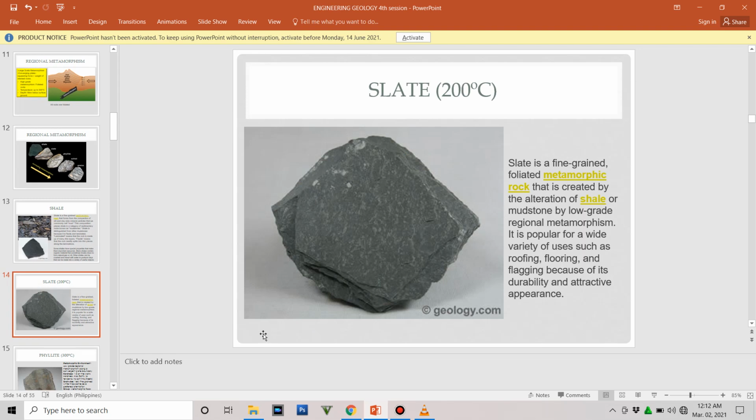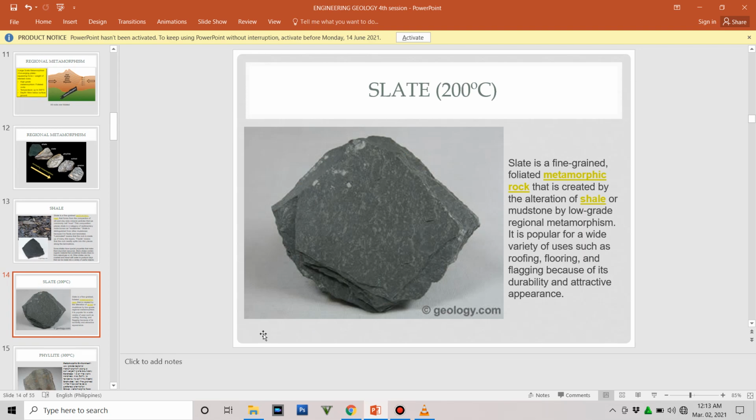And then, from a deeper layer, wherein we have a temperature of around 200 degrees Celsius, we have the slate. Okay? So, we can see slate are more rounded compared to the shale. Medyo mas mapurol siya kaysa sa shale, because shale is a flaky one and it has sharp edges.